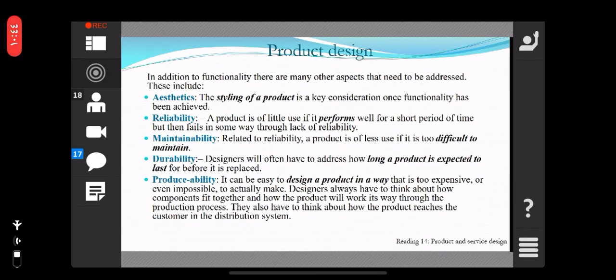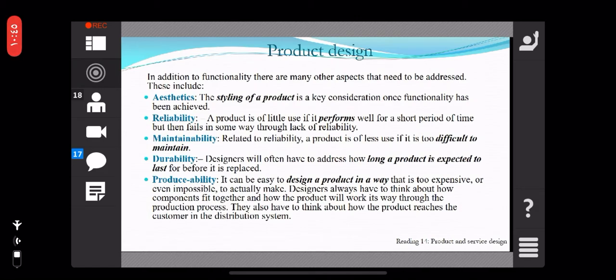Durability. Designers will often have to address how long a product is expected to last. For example, durable cars. Japanese cars are famous for durability, 10 years, 20 years. American cars, for example, are famous for long drives. So durable products. Designers will often have to address how long a product is expected to last before it is replaced.